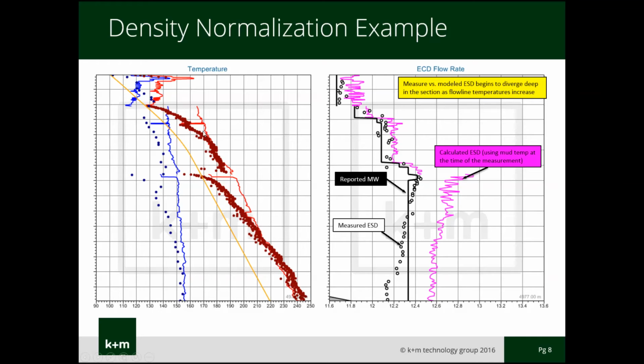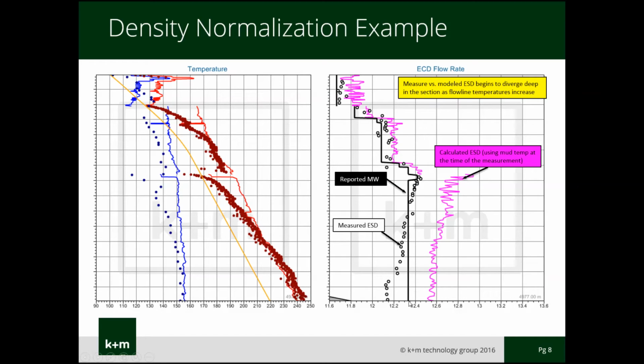You can see that we have a good temperature simulation match. The brown circles are our MWD temperature. Red curves are simulated. And then, of course, we have simulated flow line versus actual flow line. Not a perfect match, but pretty darn close. On the right, you'll notice that we've got a discrepancy between our calculated ESD in pink and our measured ESD in these little black circles.